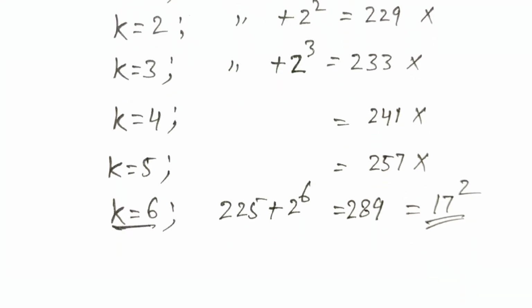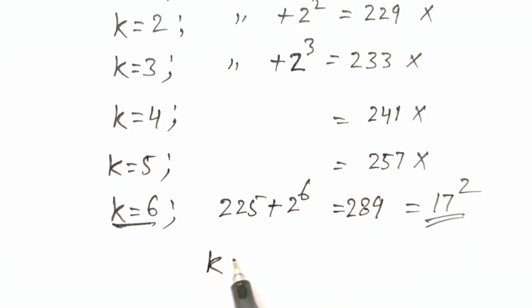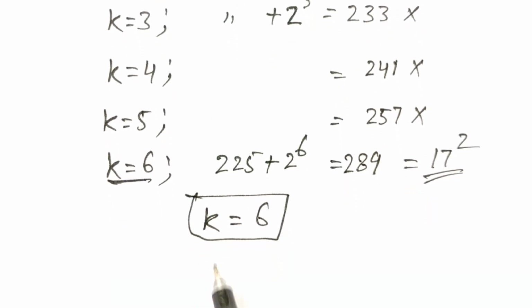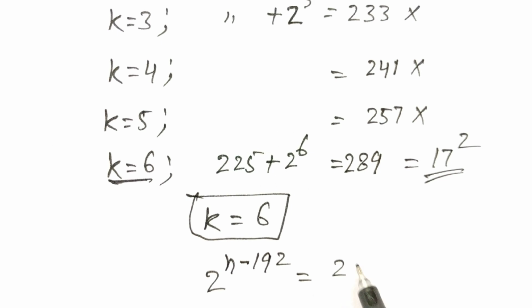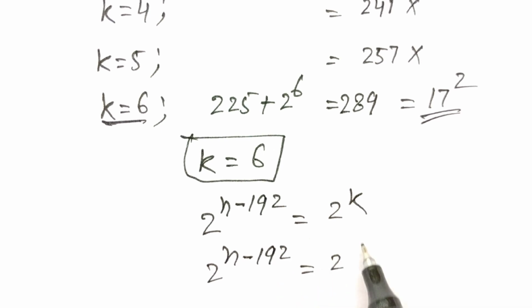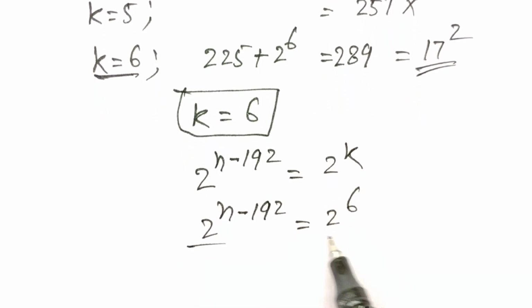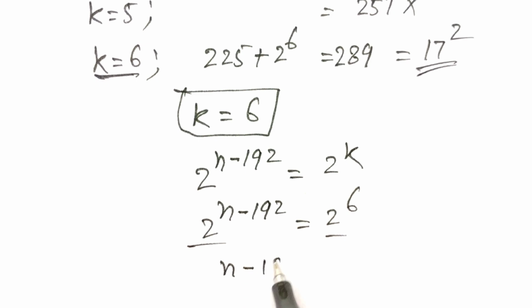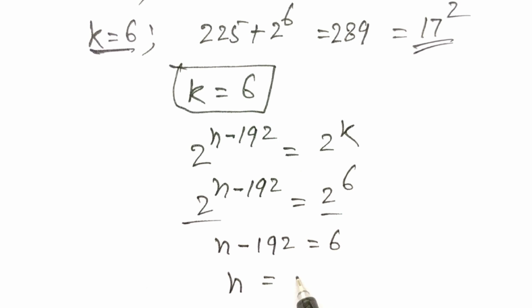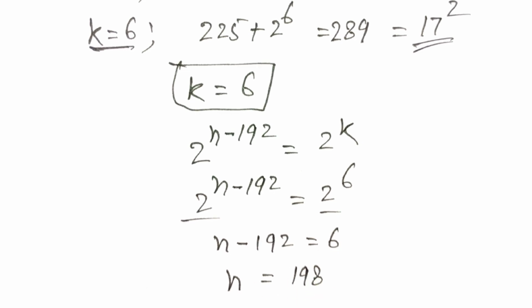Fine. So k will be equal to 6, right? As we have assumed 2 to the power n minus 192 is equal to 2 to the power k, right? So 2 to the power n minus 192 is equal to 2 to the power 6, okay? So same base, n minus 192 is equal to 6, right? So n will be equal to 198, right?